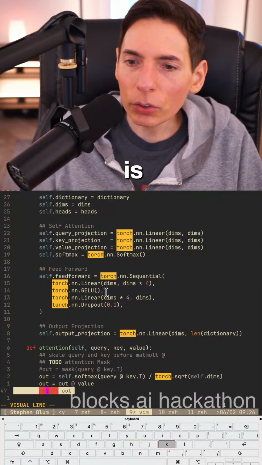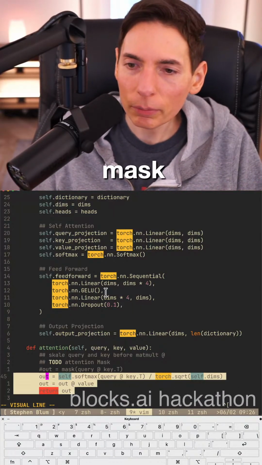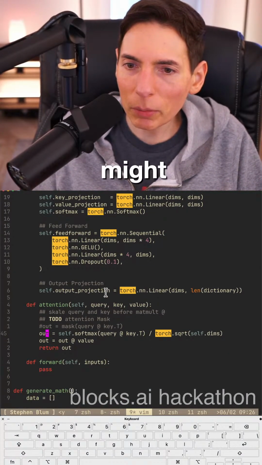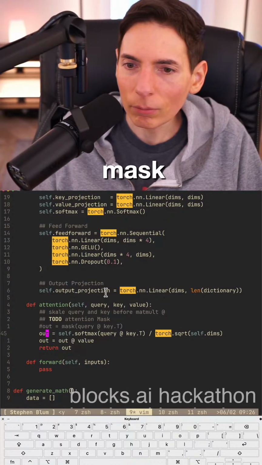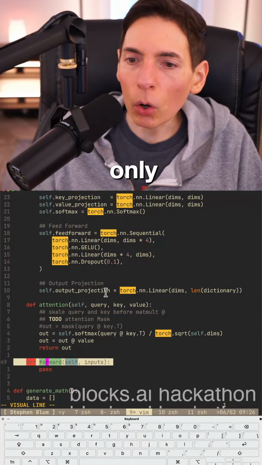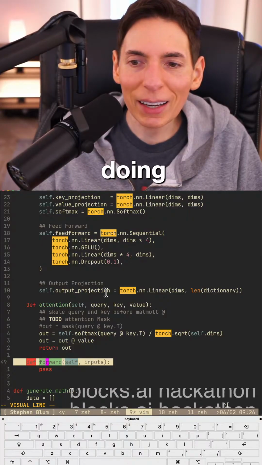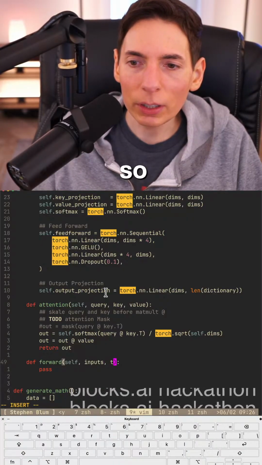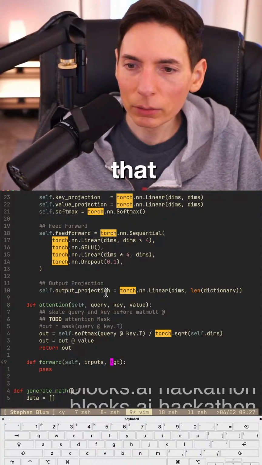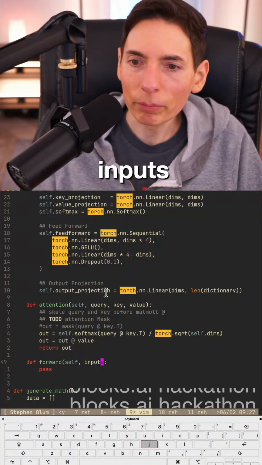Okay, so is this the full attention minus the mask? I think this might be full attention minus mask. And then we're only going to be doing inputs. We're not going to be doing an extra targets input. So TGT, we're not going to do that. We're just going to do regular inputs.